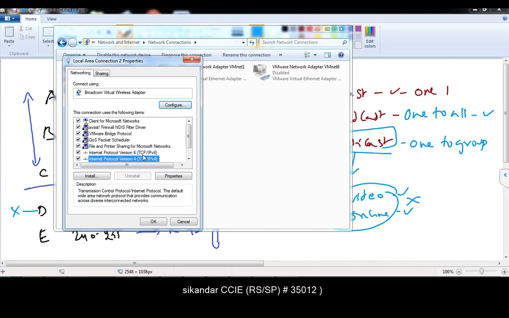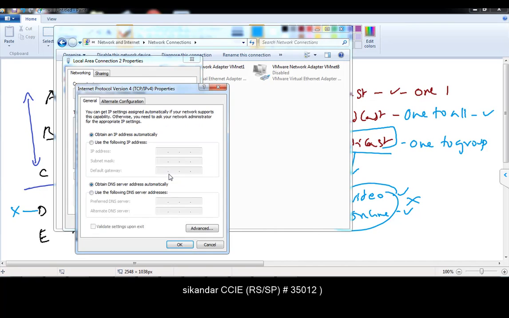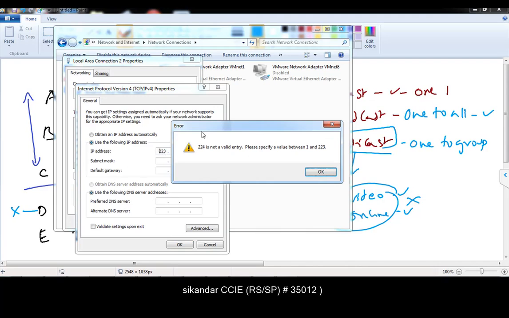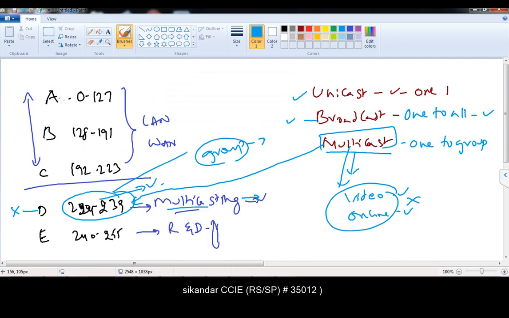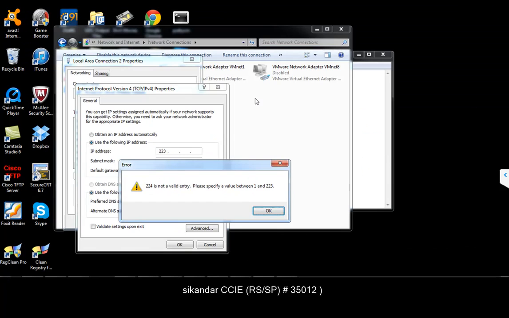I can show you. I go to TCP/IP here, go to my properties, and if I try to assign an address like 224, when I type 224, you can see it says it's not a valid entry. Please specify values only between 1 and 223. Because 1 is your start here, you can see 0 is not valid again. 1 is A class, and 223 is the last address of C class. So anything beyond that you cannot use in any network, so it will not accept.